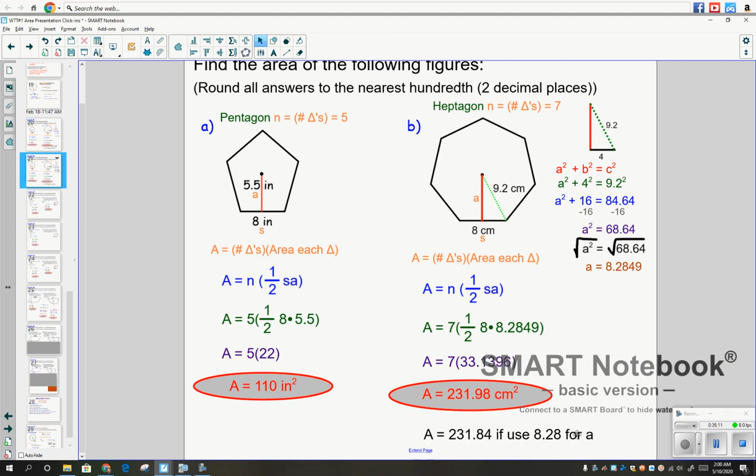Do want to make a note. If you would have used 8.28 instead, you would have got an answer of 231.84. So notice I'm off a little bit by using it. And if I use the exact number, I would still get 231.98 as well.